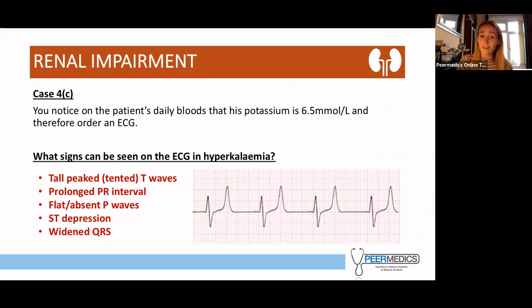And the potassium needs to be really, really high to get these tall tented T waves, and it's what we all remember. But in reality, you may not actually see those. So it's a good little buzzword for any exam question, but just bear in mind that there are other factors to the ECG as well, such as having a prolonged PR, flat or absent P waves, ST depression, or a widened QRS.